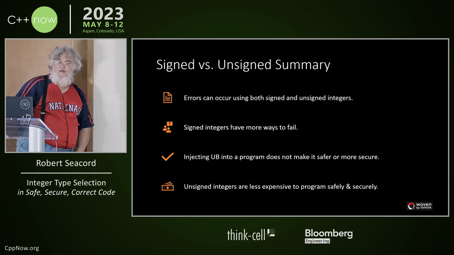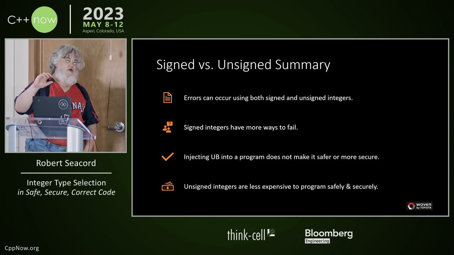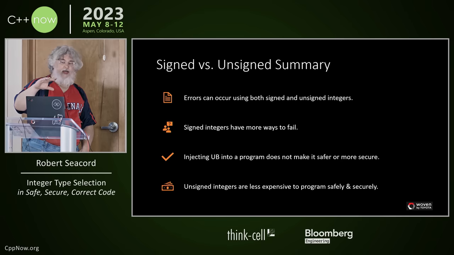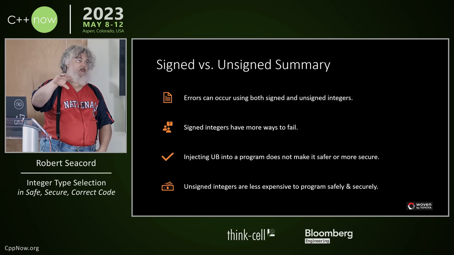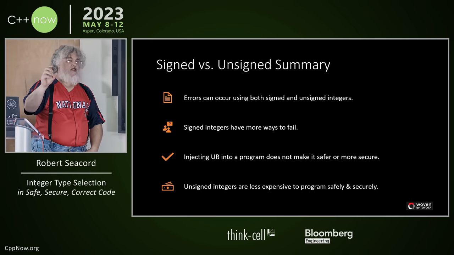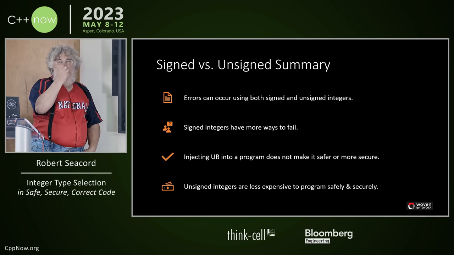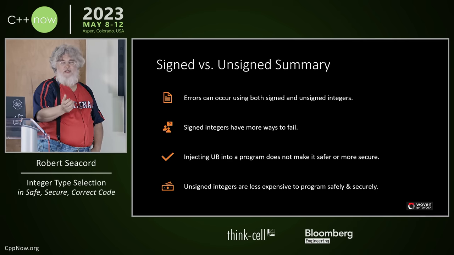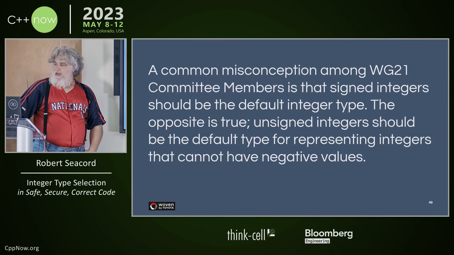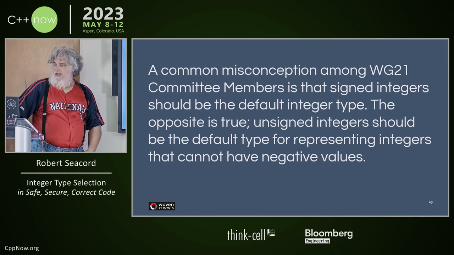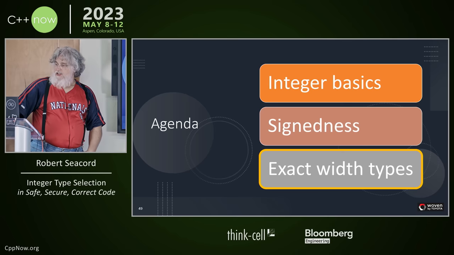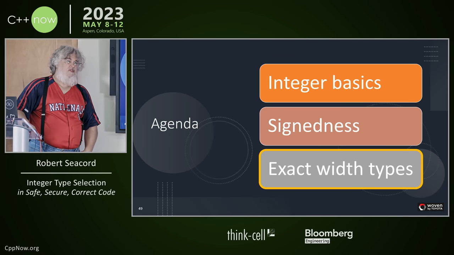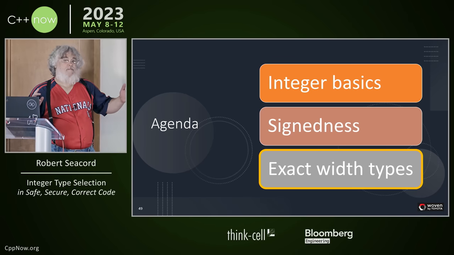And finally, if you want to program safely and securely, if you want to always know that your result is correct, it's less expensive to do that with unsigned. There's less code that has to be written. There's fewer tests that have to be executed to make sure that your values are correct, because there are fewer things that can go wrong. So again, I think there's this kind of common misconception floating around the standards committee. There's not too much of it here that I've seen. So then I've got a thing on exact width types, but obviously we're not going to do that. So any last questions?